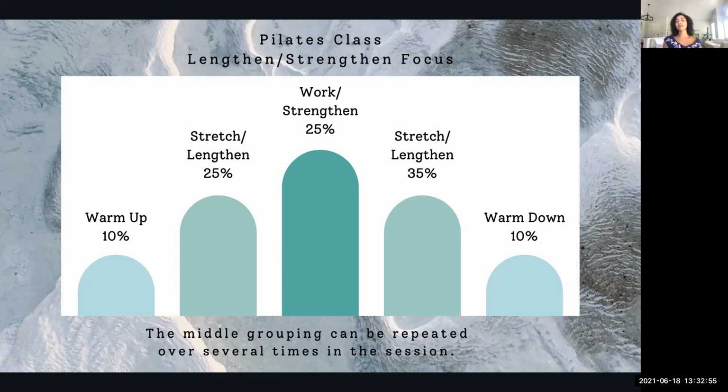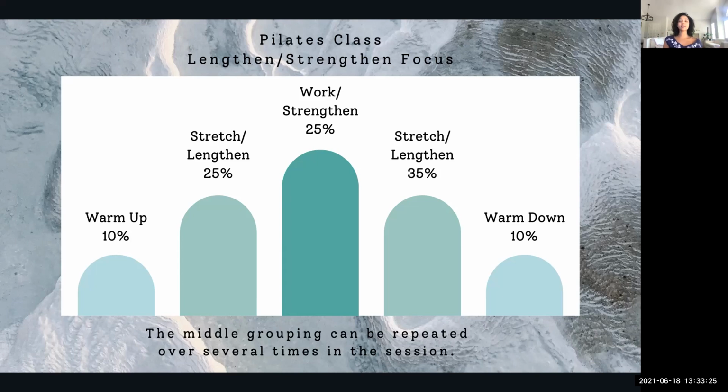Then we get into the strength. Continuing to use bridge as an example, right? You worked on creating that long line of length during their bridge, and now you've got them in their bridge. Let's do some work, right? They're there. Let's do some hip lifts, or let's do some pulses, leg lifts, different things that you can add into that, right? Then you would take them back down and go back into some stretching.